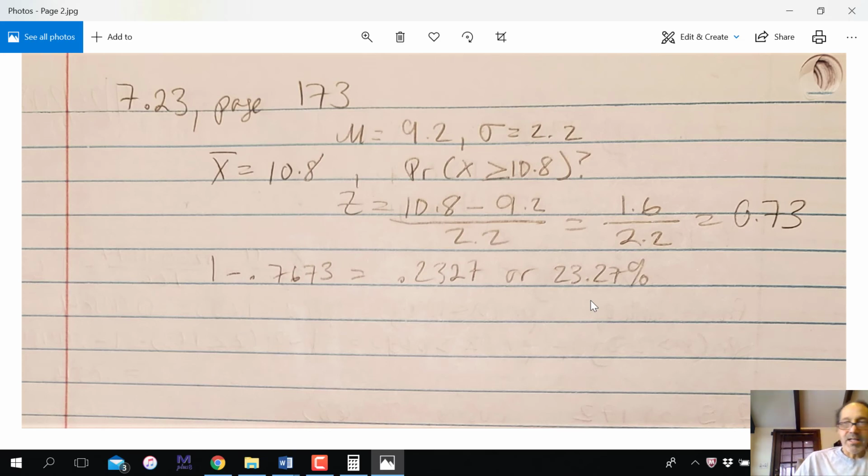Okay, that, my friends, is it. And we can review as much as you want with this and do more practice problems. There's plenty in your book.